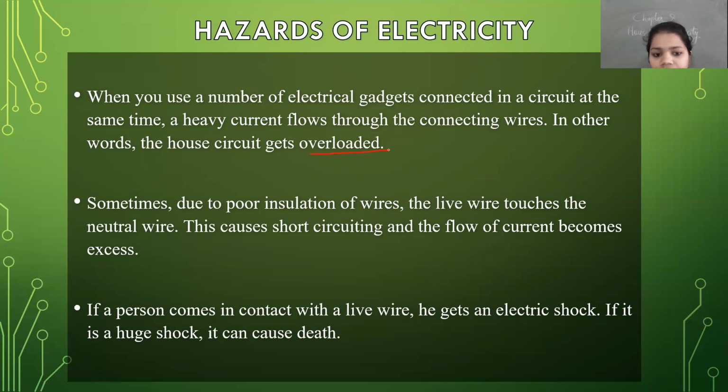And the other one is sometimes live wire may come in contact with neutral wire, which may lead to short circuiting. And again, at this time, there will be a lot of current in the circuit. And finally, if a person comes in contact with a live wire, he may get a shock. And if the shock is huge, it may also cause death of the person. So these are some of the hazards of electricity.